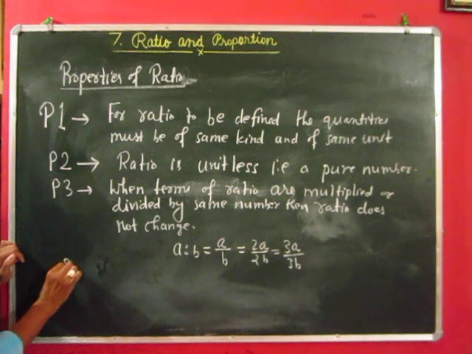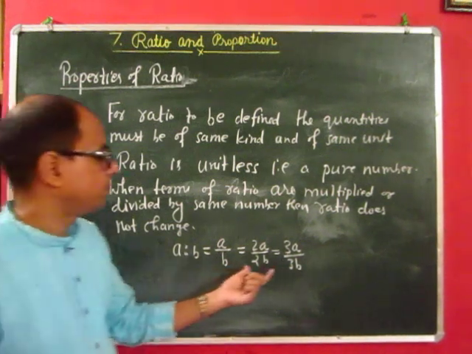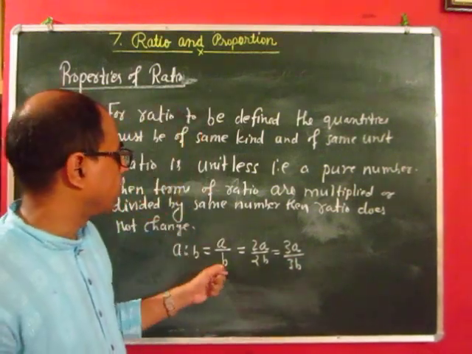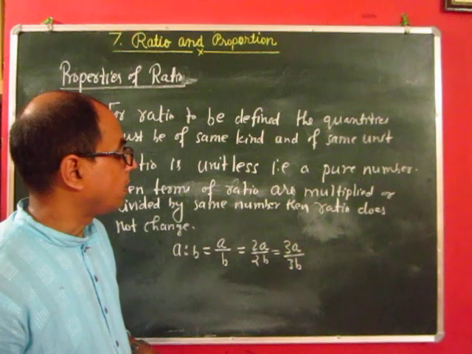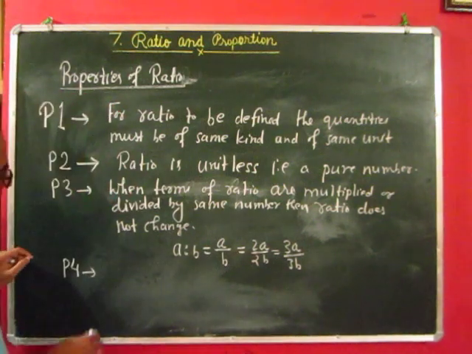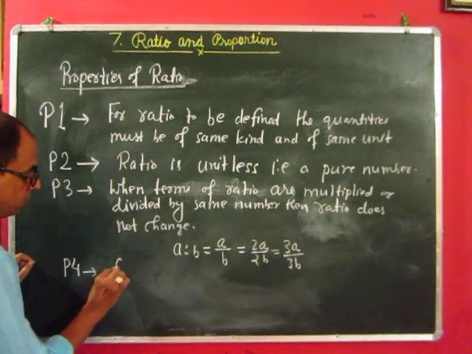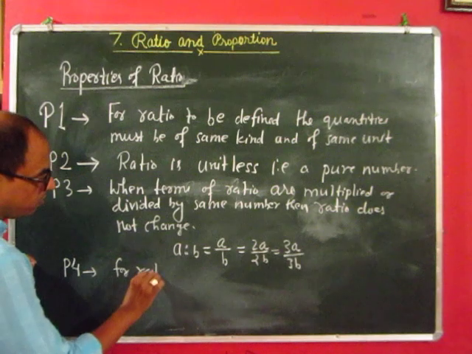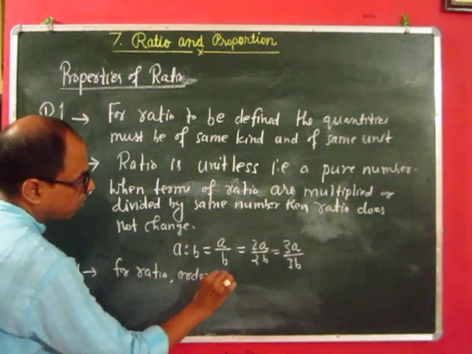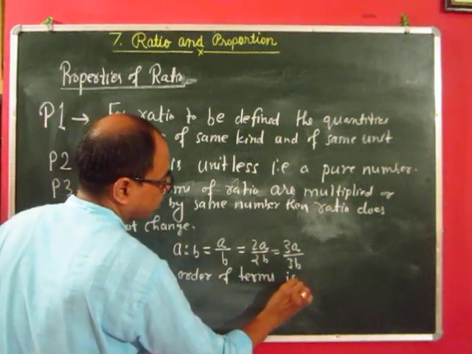Now, this property is used during calculation: when each term of a ratio is multiplied by the same number, the ratio does not change. Now the fourth property: for a ratio, the order of terms is important.